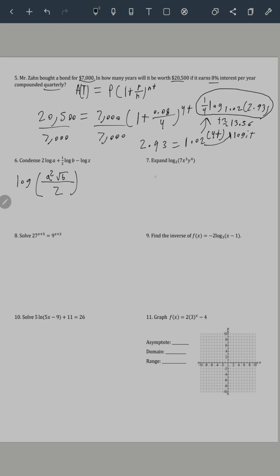So let's try with this, right? Log base 2, and then you got a 7 here, right? So you just put it here.